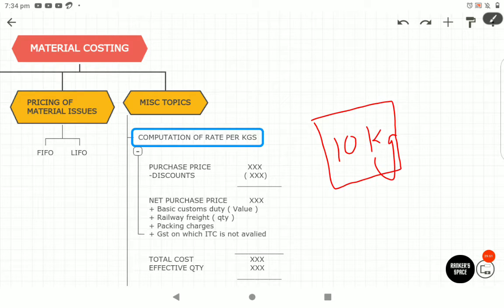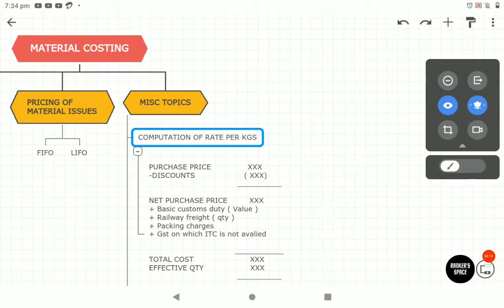So you're trying to find out what is the cost per kg. That is a cost per unit. You can also tell it as cost per unit. Okay, so cost per unit or cost per kg or rate per kg is what we're trying to find out. Okay, so in order to find out the cost or rate per kg, this is the format that you have to follow.